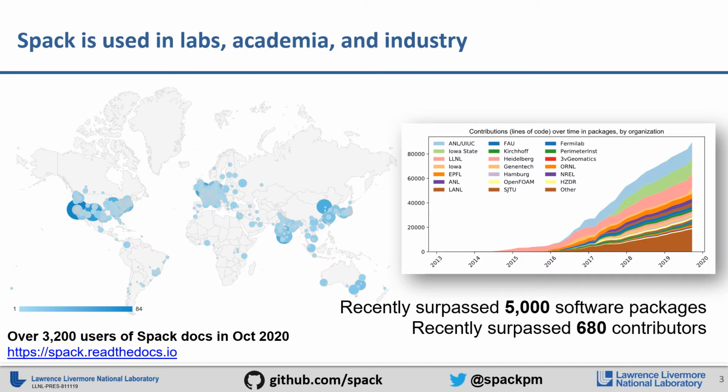Spack's gotten to be very popular. It's used in labs, academia, and industry, and we have thousands of users now. We started the project in 2013, but it didn't really start getting going until later in 2015, when we started getting contributors from across the community. You can see in this graph that lots of different organizations contribute to Spack now, and it continues to grow. We've just surpassed 5,000 software packages in Spack. We have over 680 contributors, and according to our documentation site, over 3,200 users, and they're all over the world. These are hits on our documentation site from lots of different places.